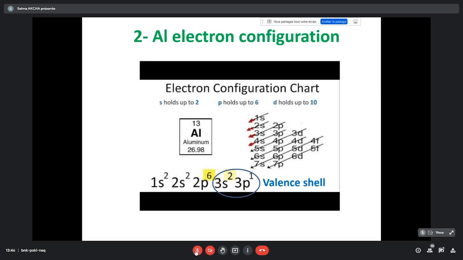Did you all understand how I wrote the electron configuration of the aluminium? Yes, miss. Okay, guys, who could tell me why I started with 1s before the 2s? Why did I start with 2s before the 2p? Why did I start with 2p before the 3s? What is the scientific basis of this order? Quelle est la base scientifique de cet ordre? La règle de Klechkowski. La différence d'énergie de chaque orbital.